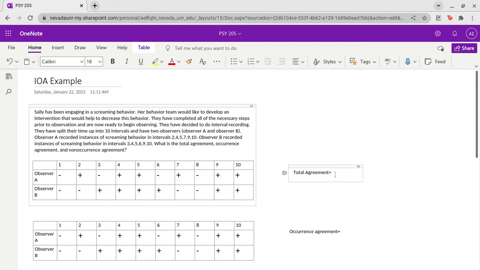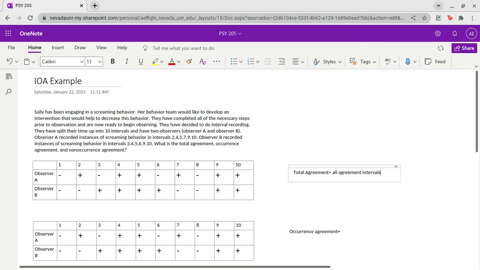So total agreement is, let me double check, all agreement intervals divided by total intervals. So for this one, it's going to look like, I did 10 because that's easy. So the total intervals are going to be 10. That's all the intervals you had in the whole observation period.